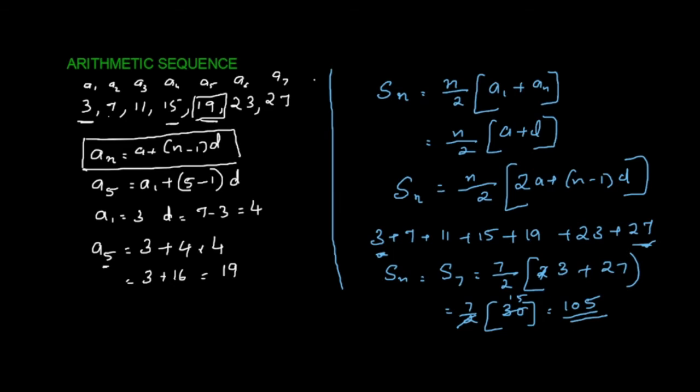3 plus 7 is 10, 10 plus 11 is 21, 21 plus 15 is 36, 36 plus 50, 36 plus 50 is 86, right? 86 plus 19 is 105, right? So after adding all these numbers, we are getting 105, right? So formula for finding n terms is equal to n by 2 into a plus l, or n by 2 into 2a plus n minus 1 into d.